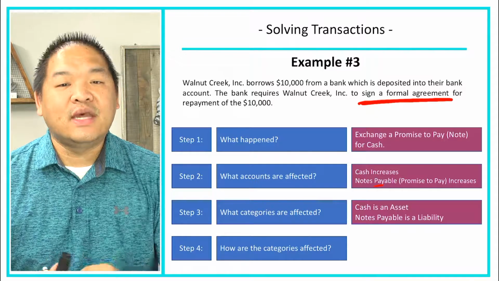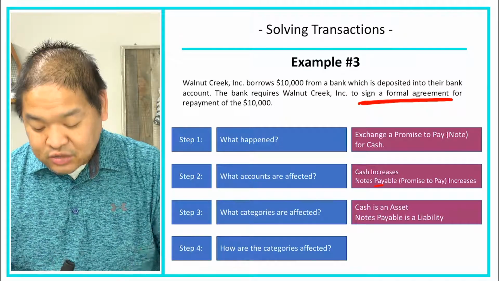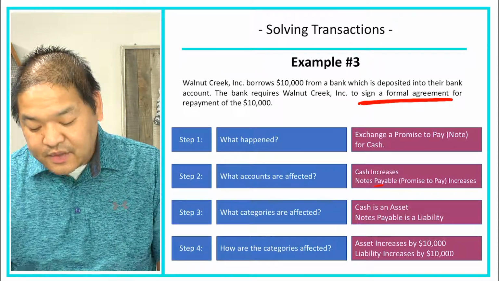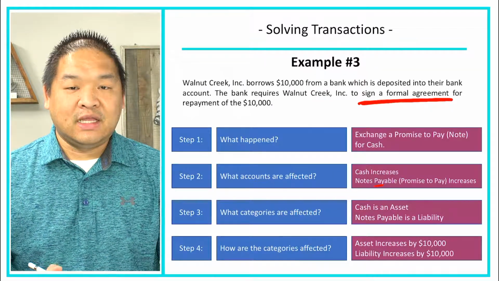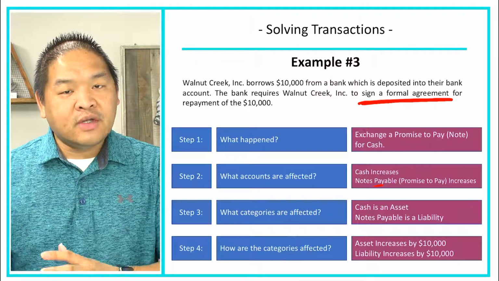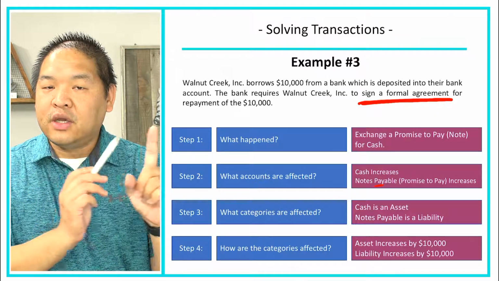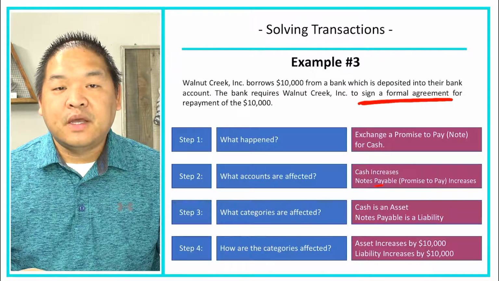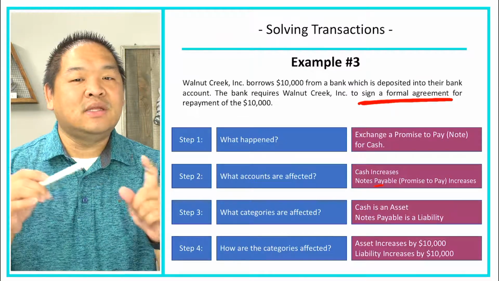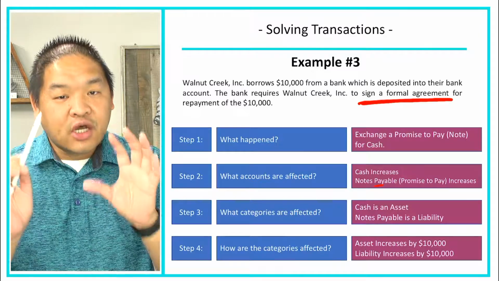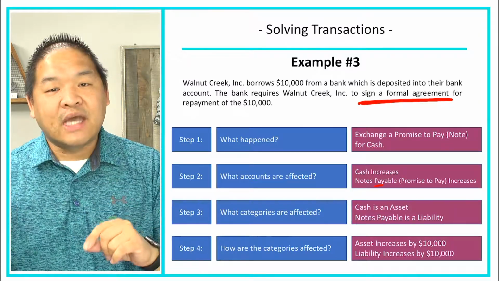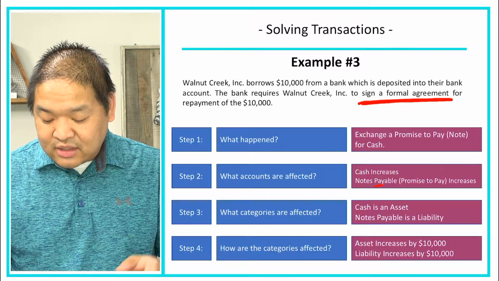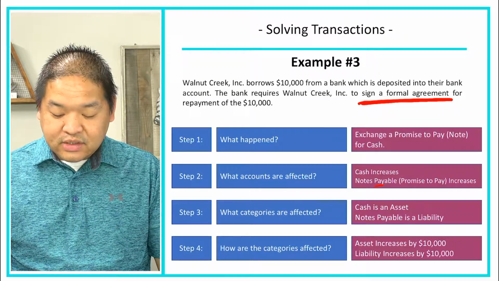How do we decrease it? By paying it back. So asset is going to increase by $10,000. Liability is also going to increase by $10,000. What you'll notice here is that just because one goes up doesn't mean the other one goes down. Just because one goes down doesn't mean the other one goes up. So just know that we can have it up or down, or up and up, or down and down, okay? So asset increases by 10,000, liability increases by 10,000.